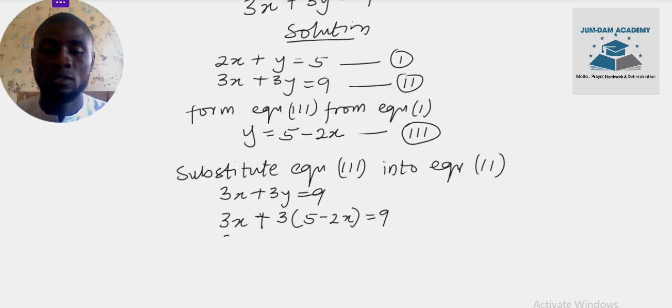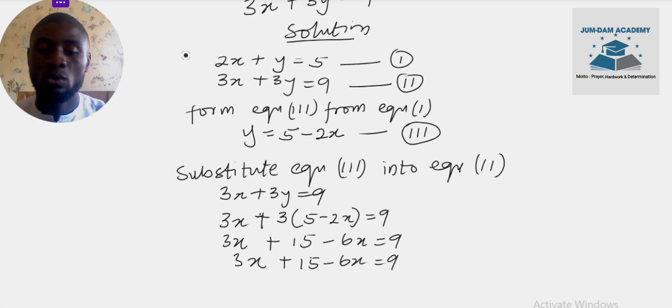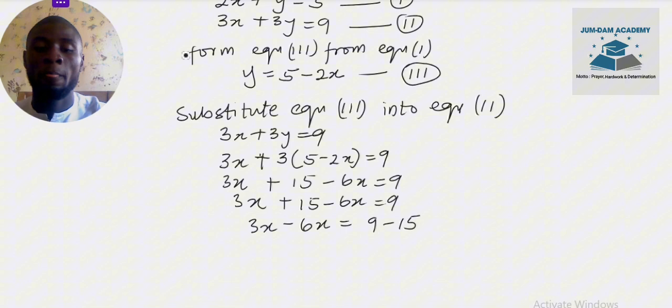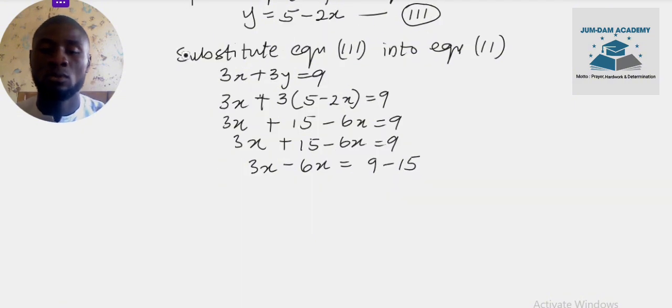So I'll say 3x plus, then I'll open the bracket: 3 times 5 is 15, 3 times minus 2x is minus 6x, equals 9. So now we'll collect like terms. I can say 3x minus 6x is equal to 9 minus 15. I believe we understand what I'm doing. We all know that when a bigger number is subtracted from a smaller number, we have a negative value. So this will be minus 3x equals 9 minus 15, which is minus 6.